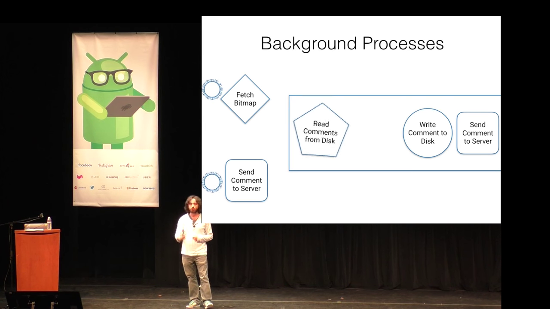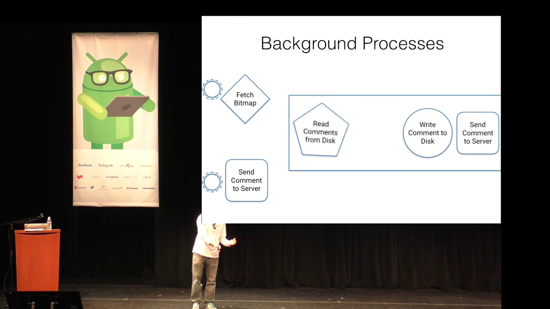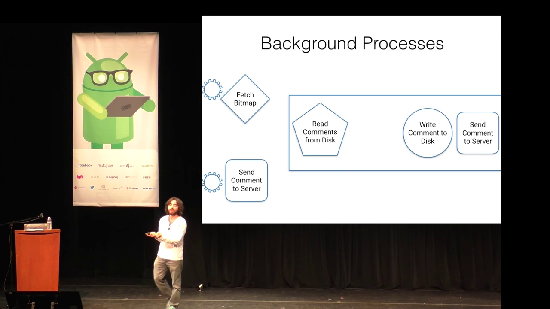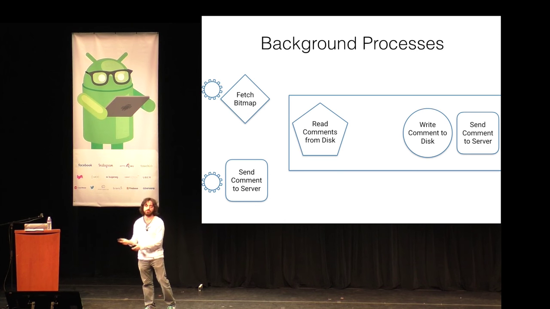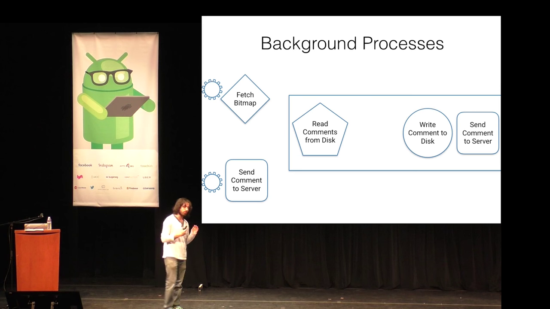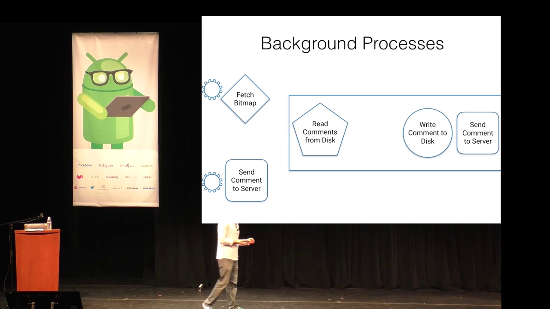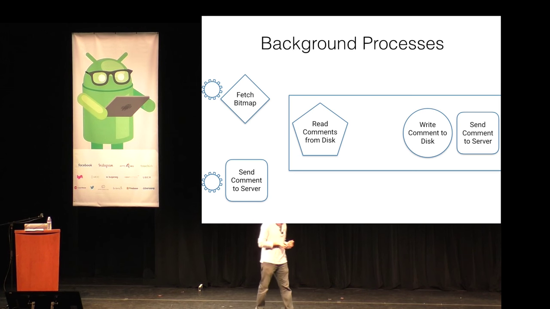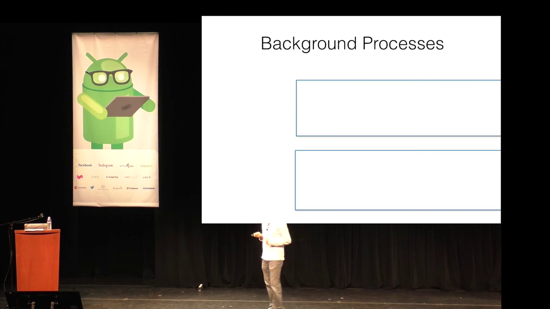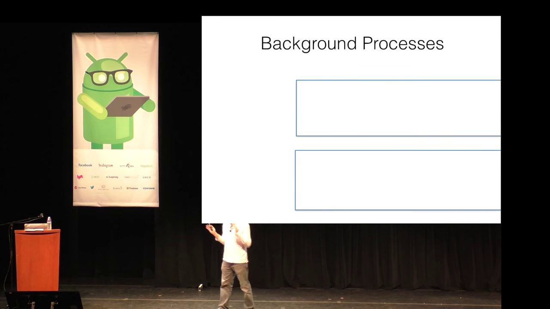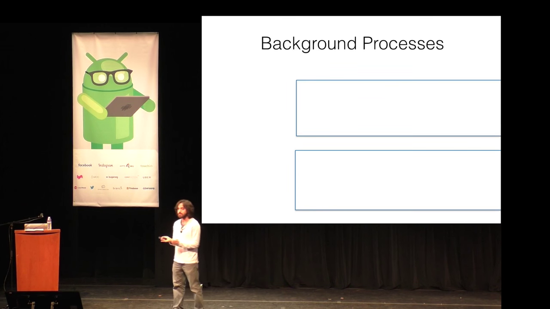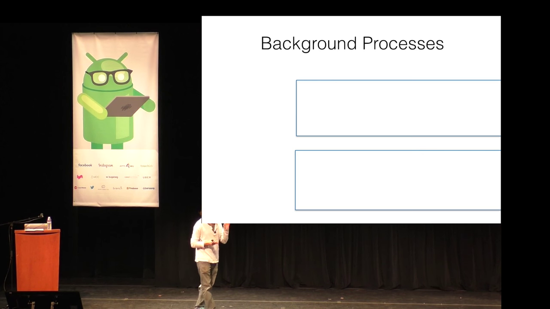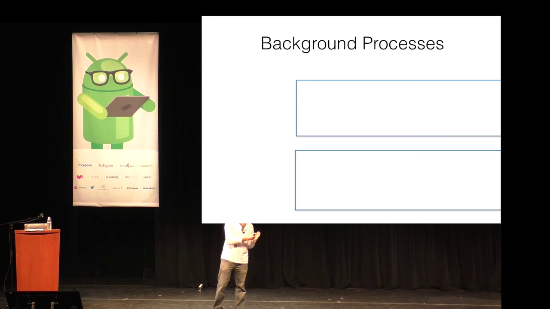You cannot read the comments from the disk, which is another background operation, because you cannot upload a bitmap to the server. These are two very, very unrelated tasks, so they should not be using the same resources. The main idea, the solution, is very, very simple again. You have two different sets of queues. This may change depending on your application, but at the least, in the basic case, you need to have something for your local operations and something that requires a network.